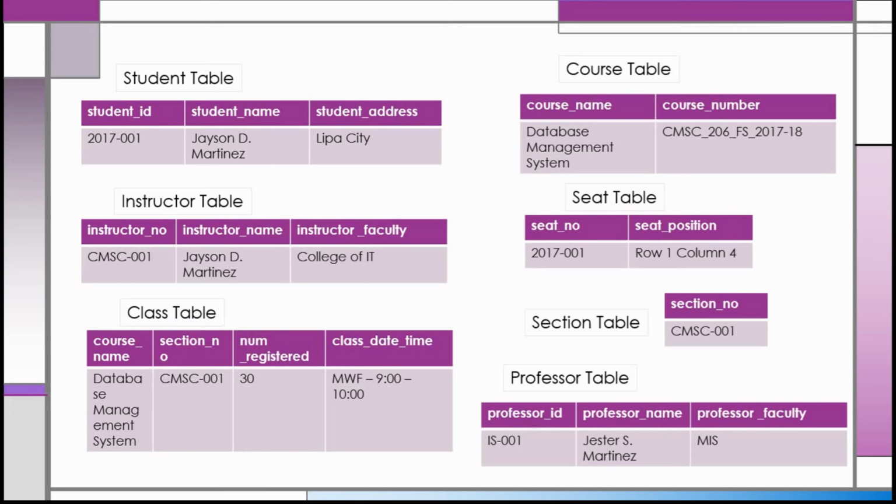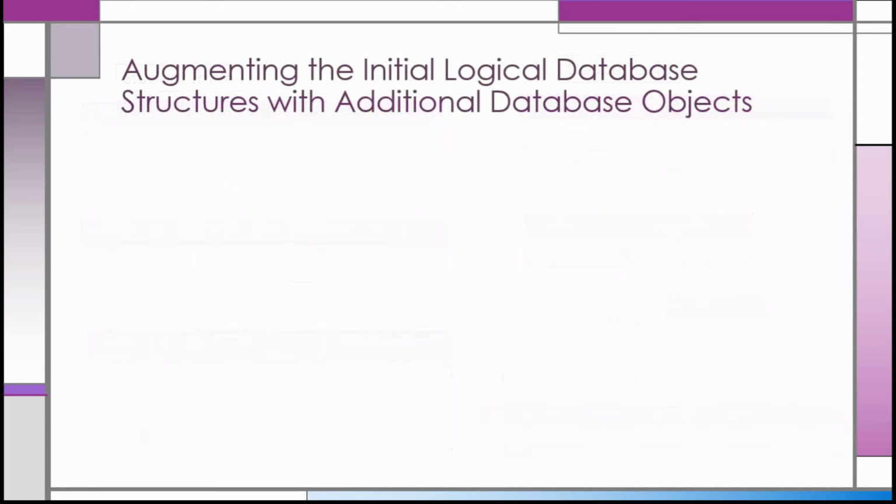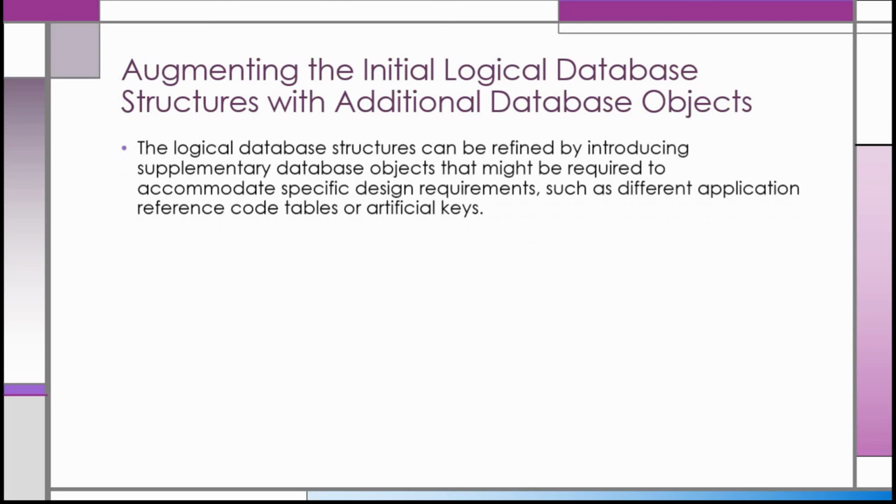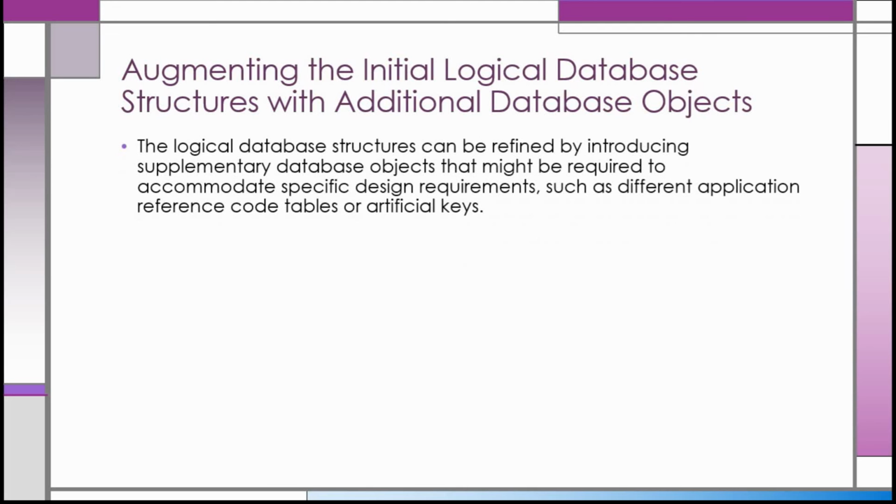So this will be my basis on the next topic that I'm going to discuss, which is augmenting the initial logical database structure with additional database objects. So let's first have this: the logical database structures can be refined by introducing supplementary database objects that might be required to accommodate the specific design requirements, such as different application reference code tables or artificial keys. But we have some examples that I want to present to you.